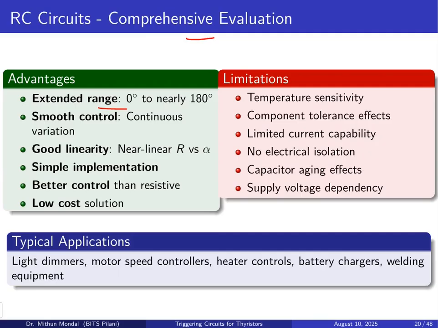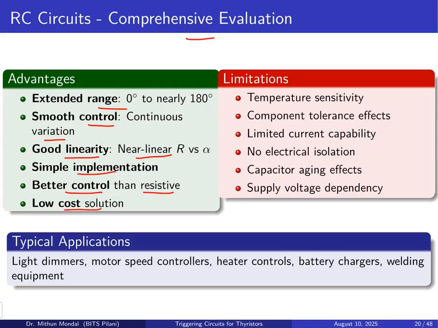RC circuit, if we do the comprehensive evaluation, then the advantage is we have the extended range from 0 to nearly 180 degree. This is smooth control because we have continuous variation. There is good linearity, near linear resistor versus alpha. It is simple in implementation, better control than a simple resistive network, and a low cost solution as well.